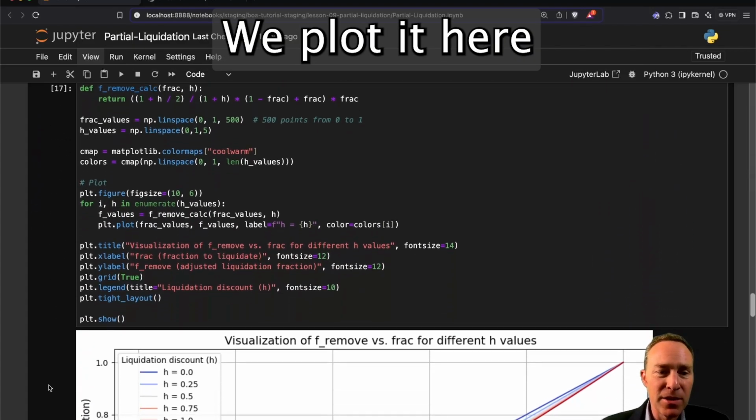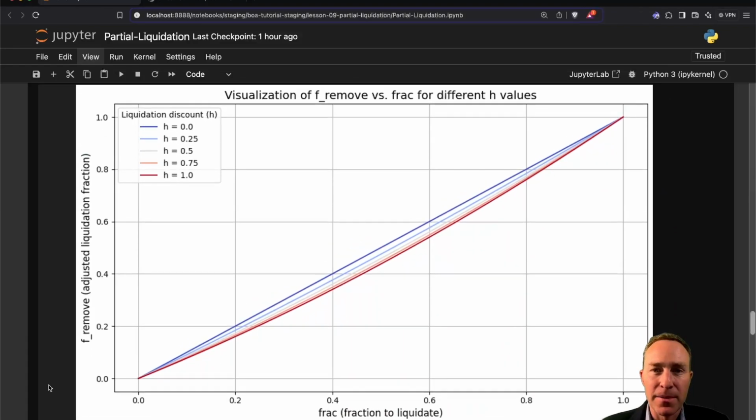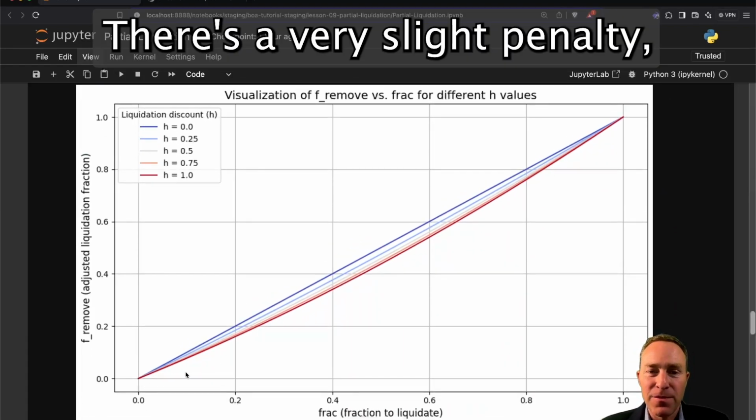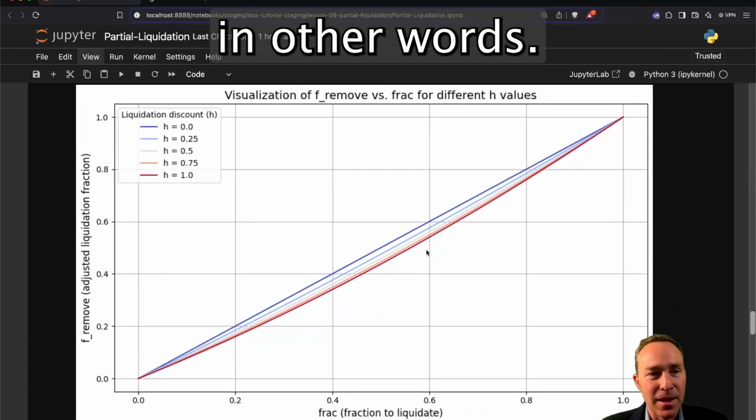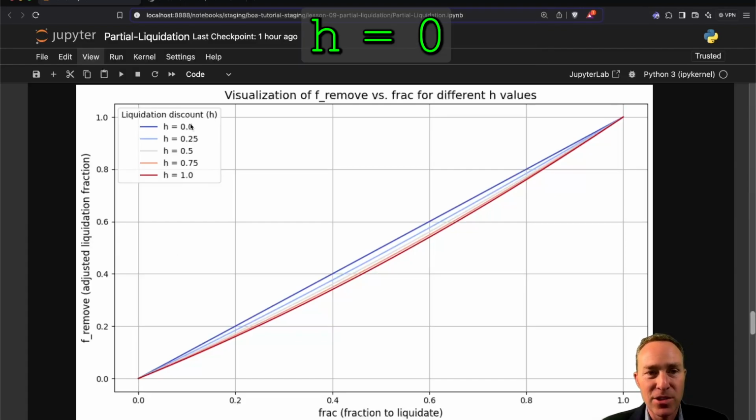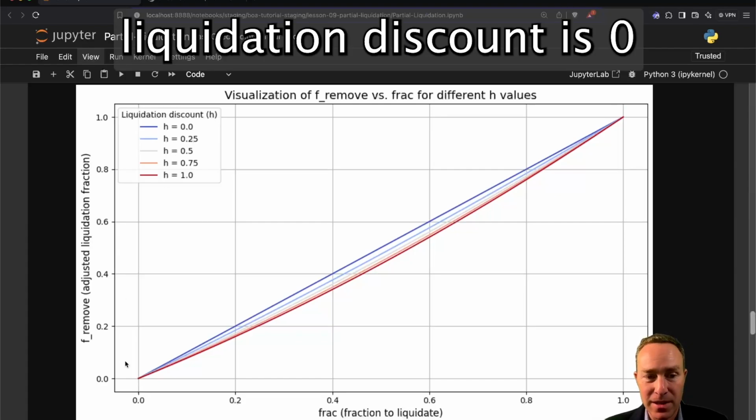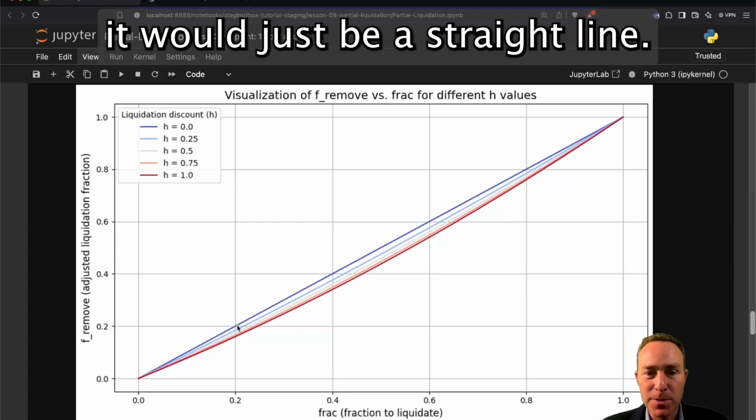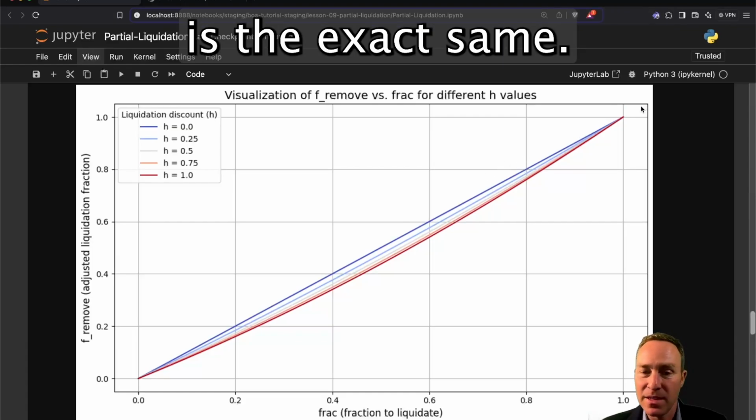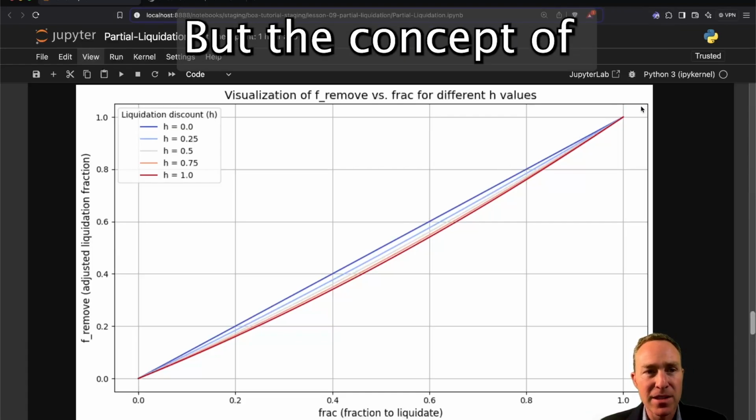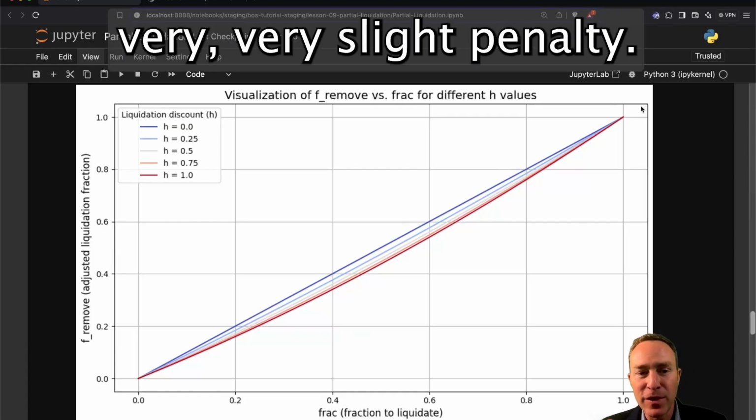So we plot it here so you can visualize exactly what's going on. There's a very slight penalty, in other words. The case where h is equal to 0, the liquidation discount is 0, it would just be a straight line. The amount that you want to remove is the exact same. But the concept of liquidation discount is a very, very slight penalty.